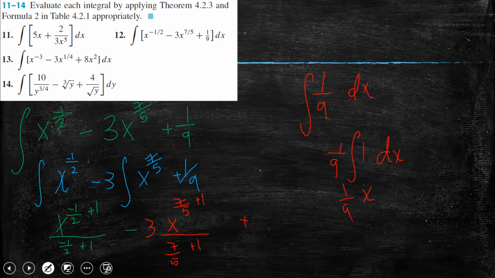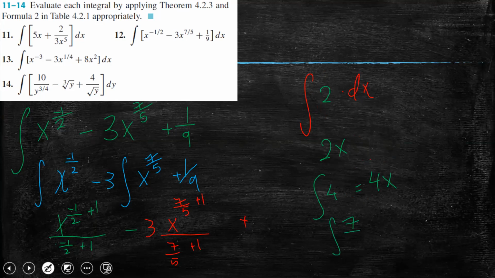If you have, instead of 1 over 9, let's have it as 2 as an example. Integration of 2, you will tell me it is 2x. Integration of 4, 4x. Integration of 7 over 5, it is 7 over 5x. I will not write it as 0. It's not a derivation, it's an integration.